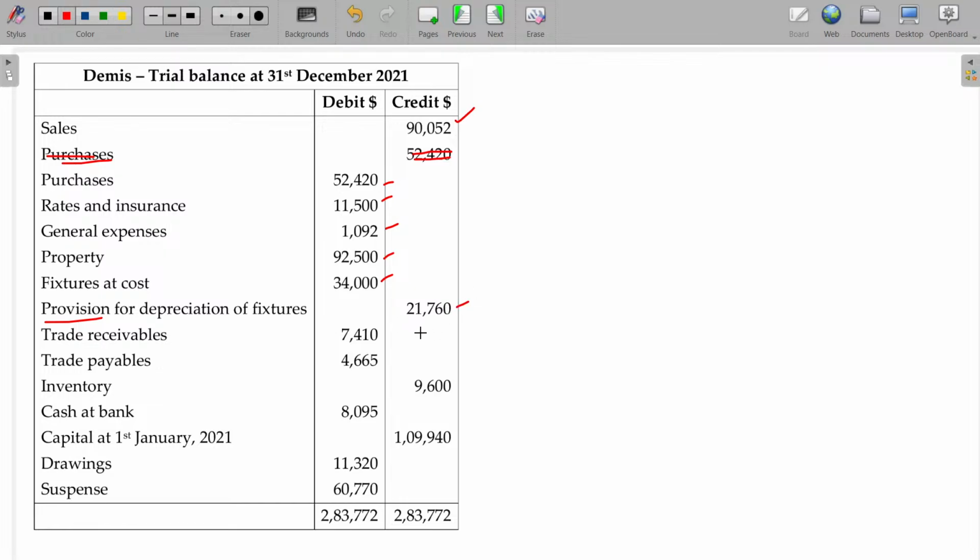Of course, 21,760 is also correct. Trade receivables, an asset, should be on the debit side. Trade payables, liabilities, should be on the credit side. So I write here on the credit side, cancelling the debit item.